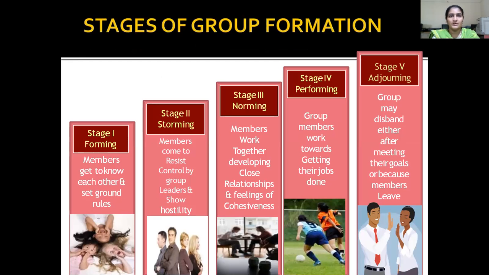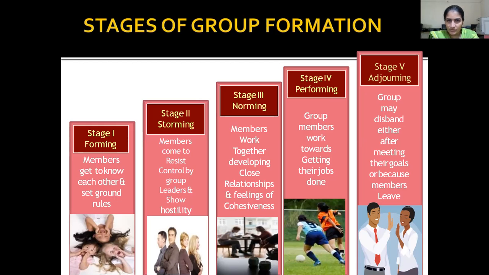Now, first, what is this forming stage? In the forming stage, members get to know each other and they set ground rules. The starting base has been framed. Then, for storming, members come to resist control by group leaders and show hostility. They will not be interested in doing the work. Then, norming, members work together.